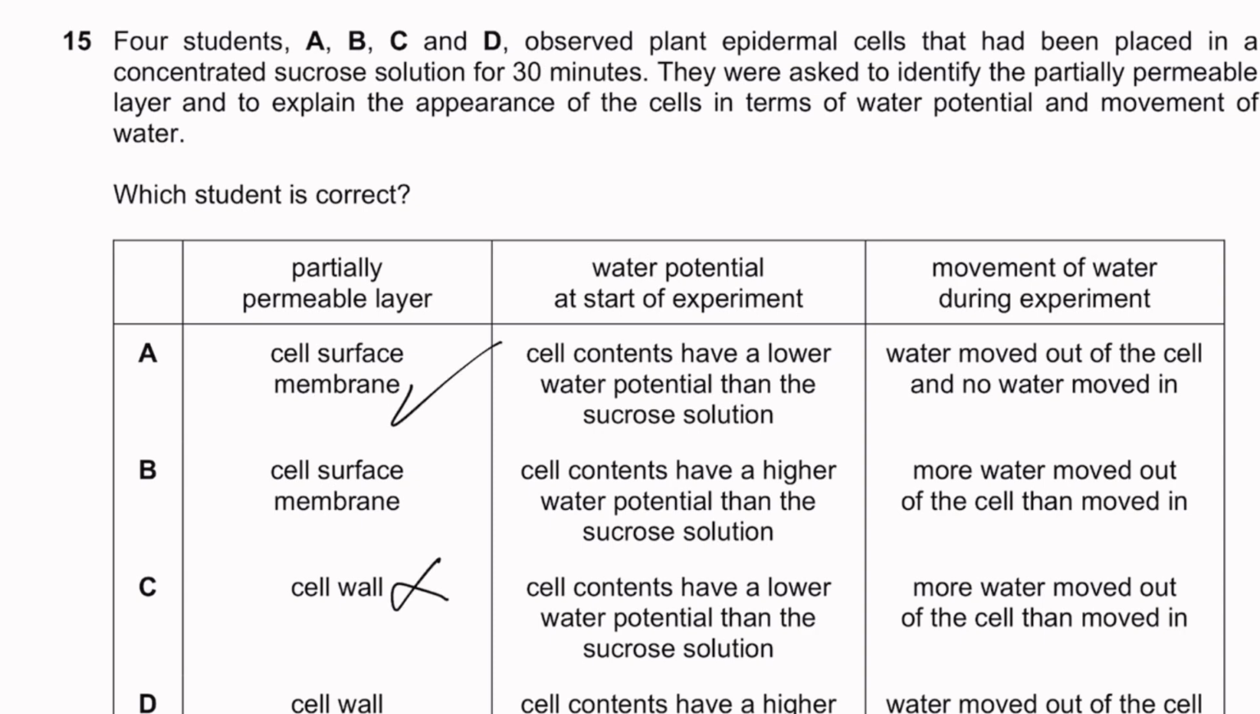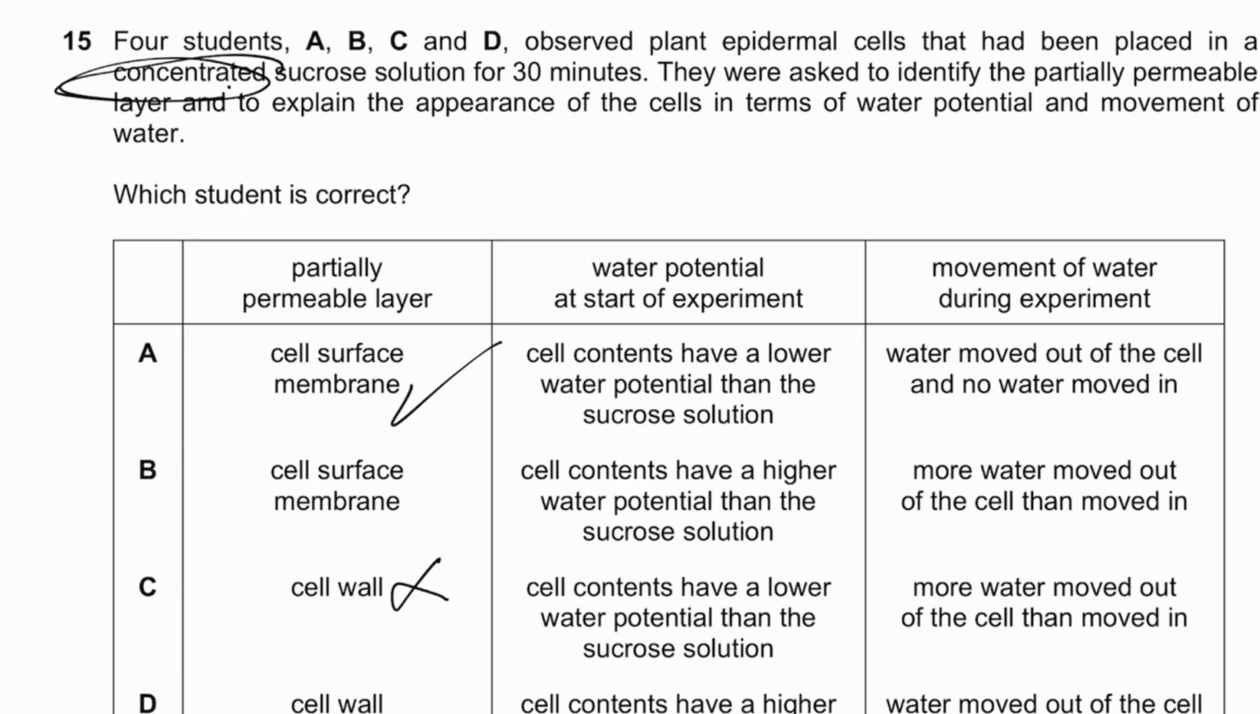Okay, water potential at the start of the experiment. They say here the cell contents have a lower water potential than the sucrose solution, and then movement of water during the experiment. So remember, it's a concentrated sucrose solution. So actually the contents should have a higher water potential. But let's see what it says here. Have a lower water potential, and water moved out of the cell and no water moved in.